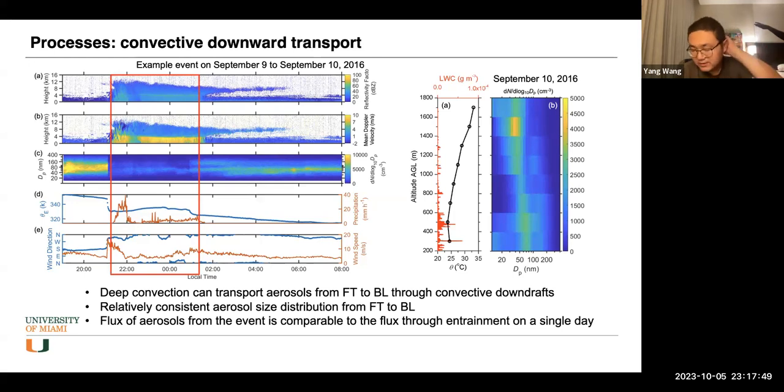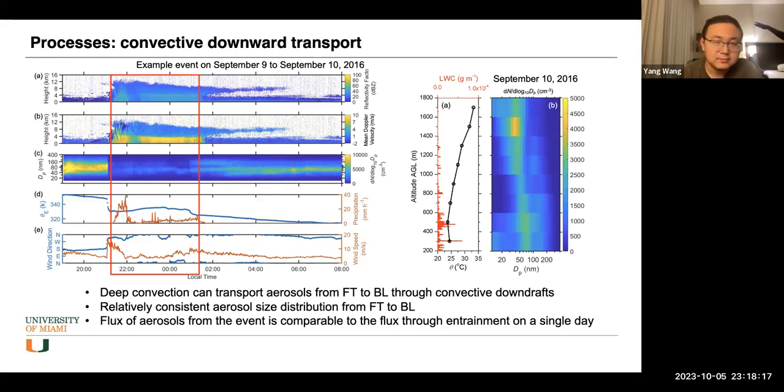And then for the flight measurements, we saw a relatively continuous size distribution from the free troposphere to the boundary layer. So we think that this may indicate that this vertical transport of aerosols is happening during the deep convection events at the SGP. We also calculated the flux of the aerosols during these events, and we found that a single event can bring down aerosols in similar magnitudes compared to the entrainment during a whole day.